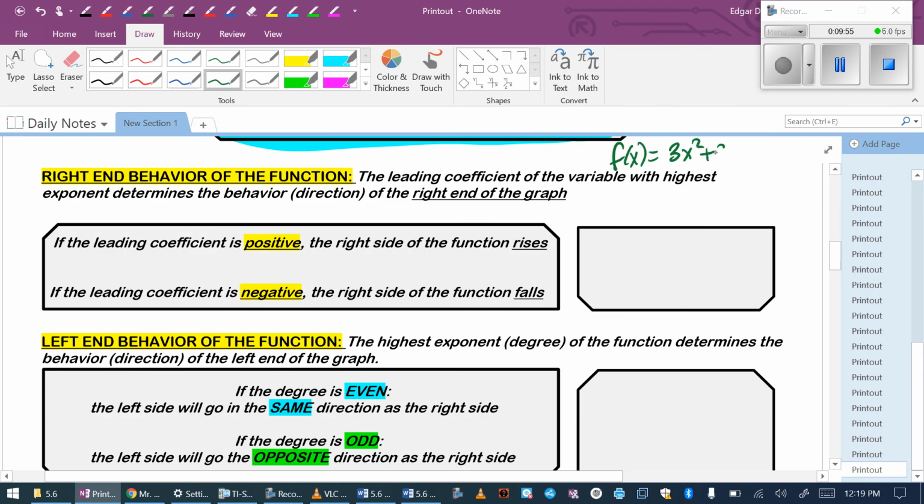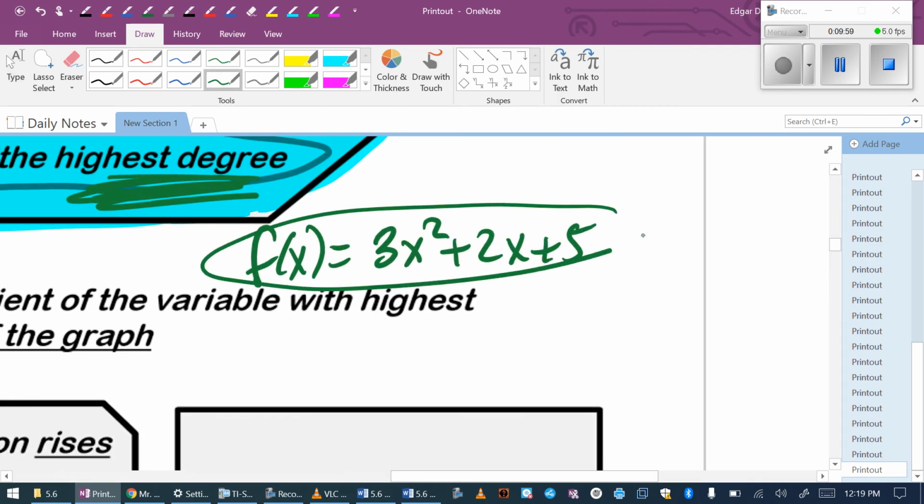3x squared plus 2x plus 5. Okay? I want to be able to give you a function like that, or even something that you're not more familiar with. Let's say this: 3x to the fourth power plus 2x plus 5.